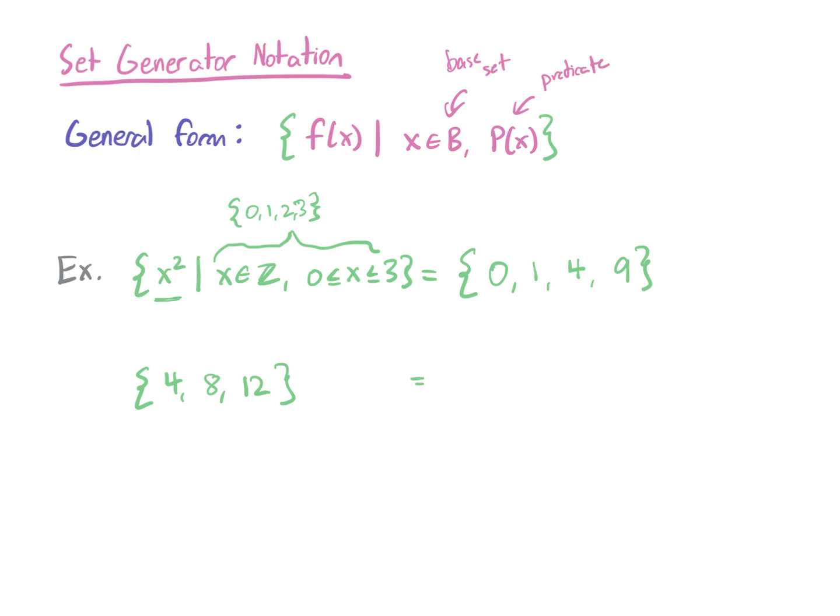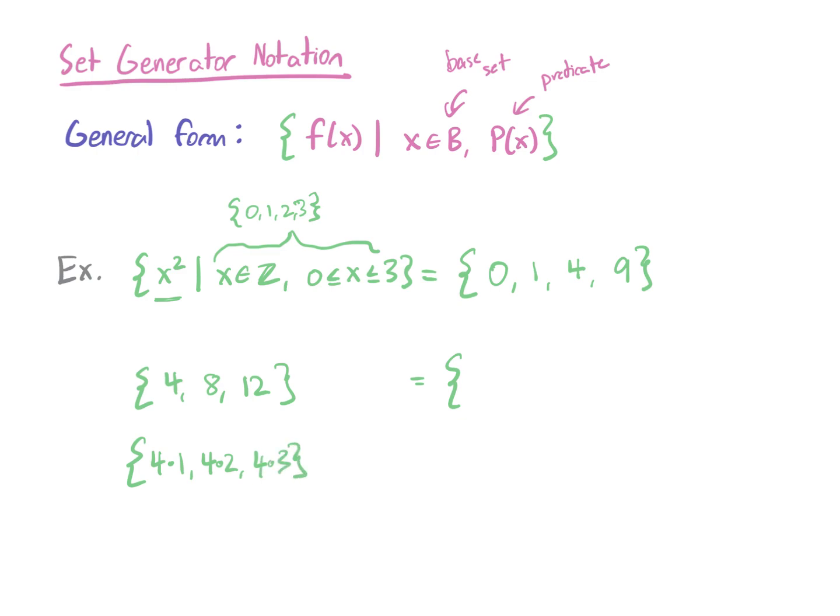Now, I have a different set. It's the set containing the numbers 4, 8, and 12. And I want to describe this set in terms of set generator notation. Sometimes this takes a little bit of ingenuity. What we'll notice here is that these are all multiples of 4, and in particular, it's 4 times 1, 4 times 2, and 4 times 3.